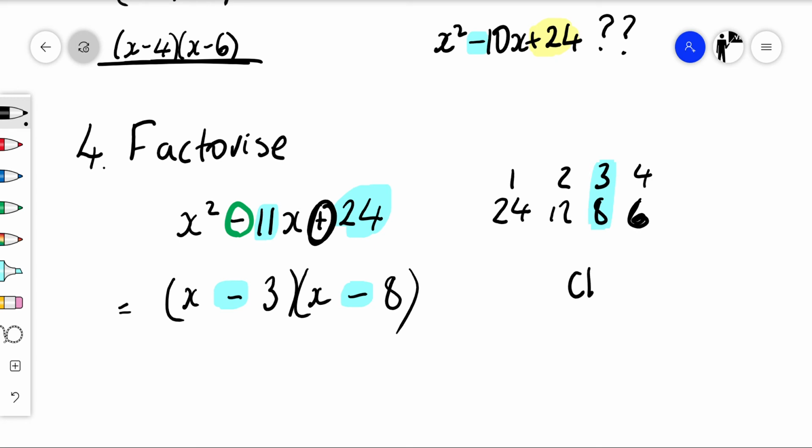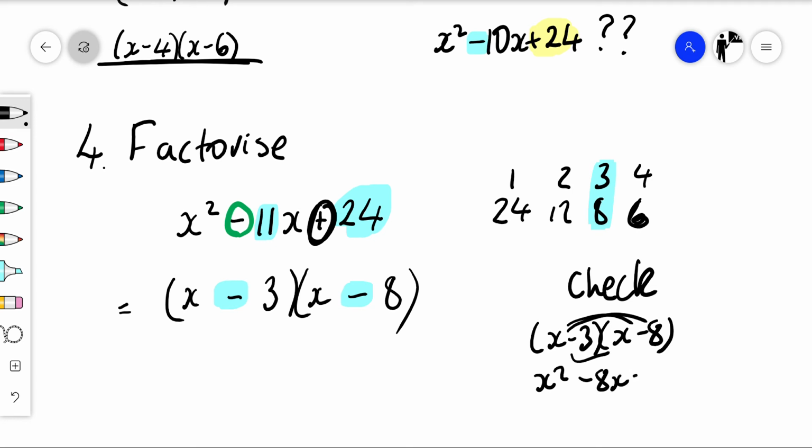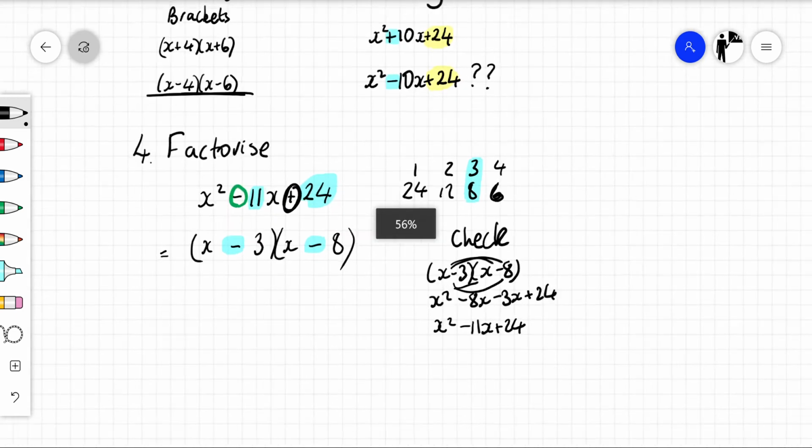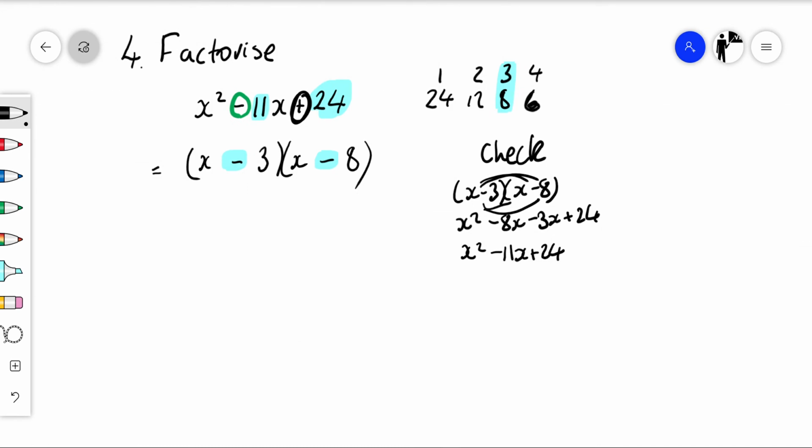Because if we do our check at the side, x minus 3, x minus 8, we're going to have x squared minus 8x minus 3x plus 24, because we've got a negative times a negative. x squared minus 11x plus 24. So importantly, the thing to notice here is that when the last term is positive, the signs are going to be the same. They are both going to be plus or they're both going to be minus.